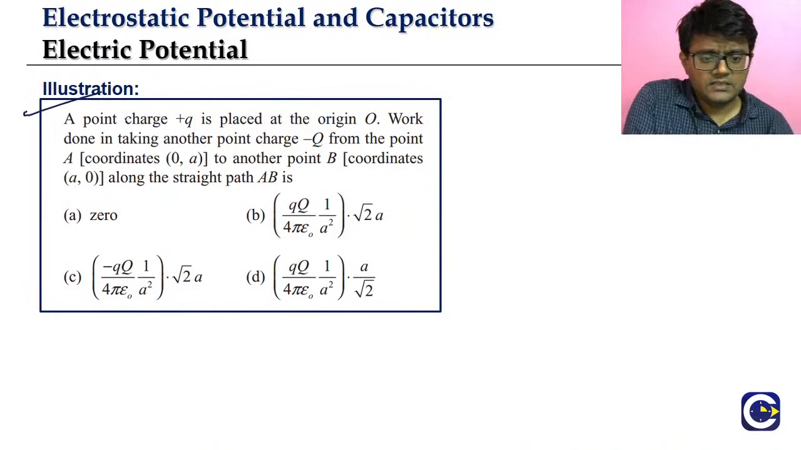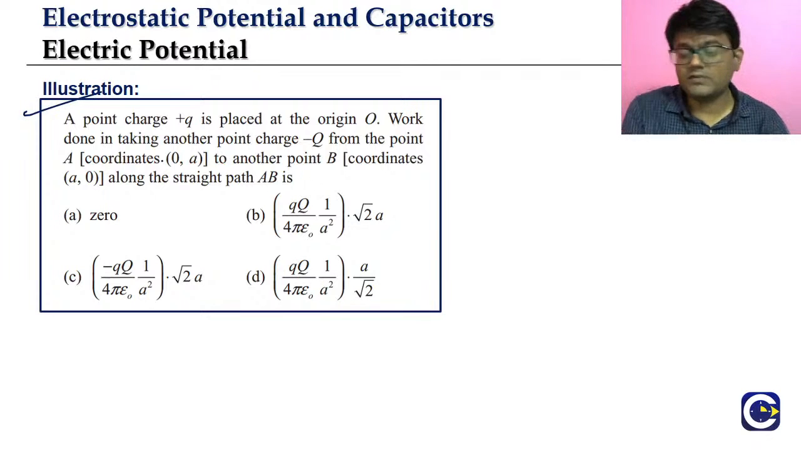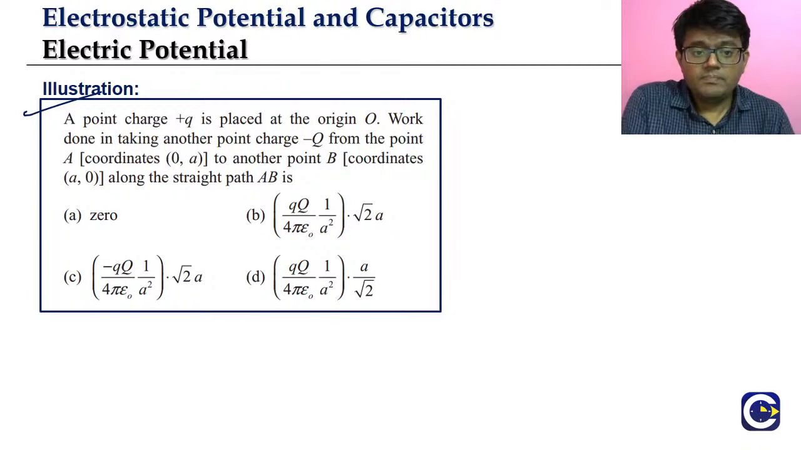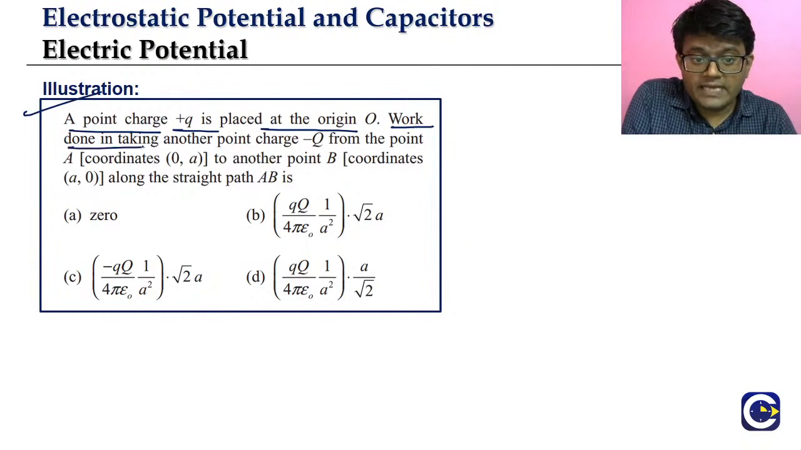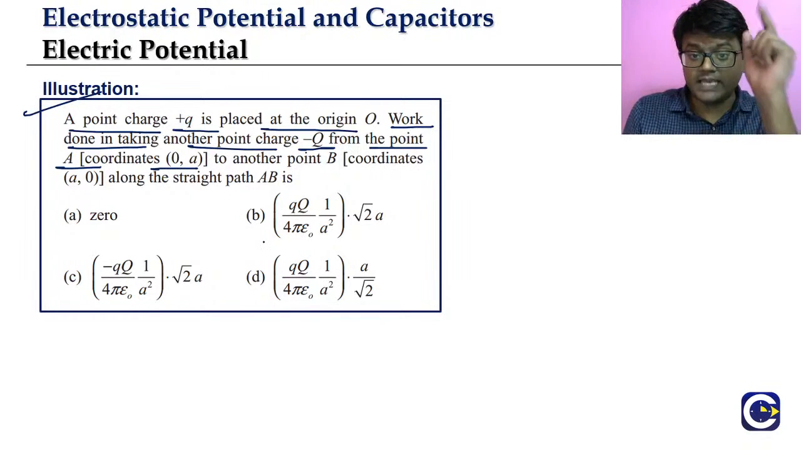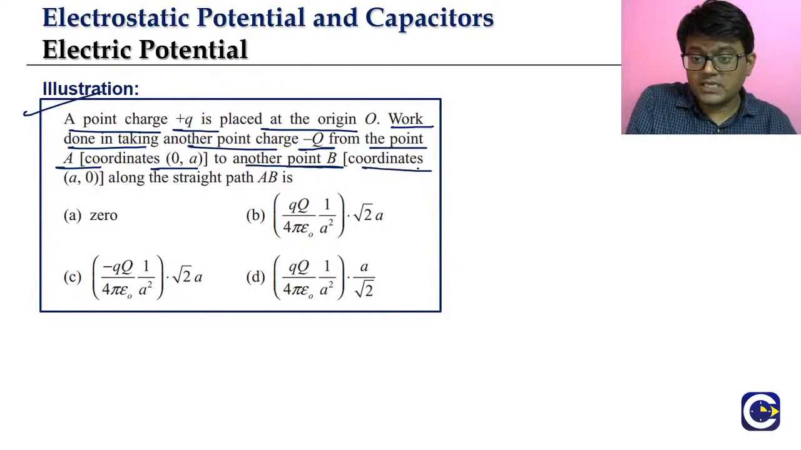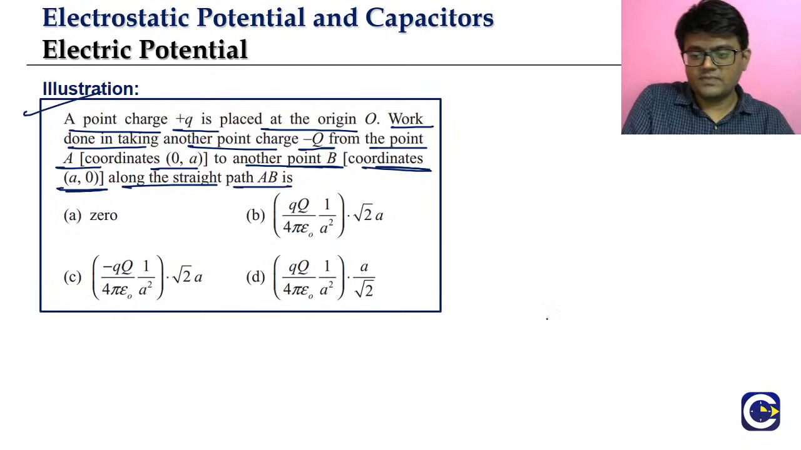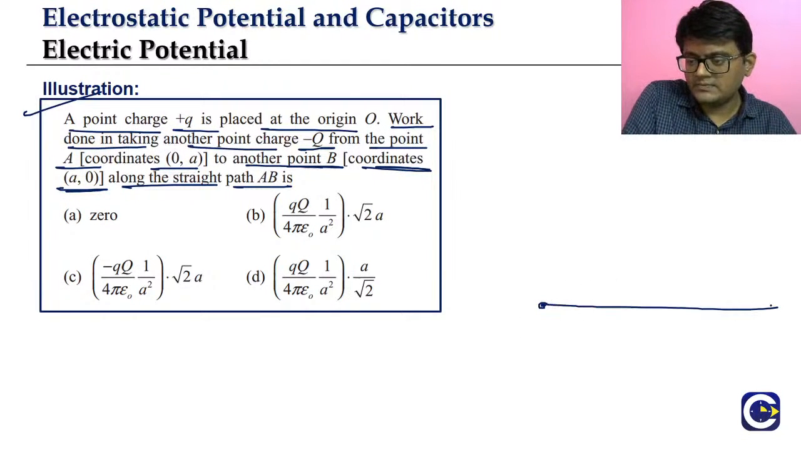In fact, this is a question that has come in one of the previous years. Okay, paranga, a point charge plus Q is placed at the origin. Enga vechirukom, we have kept it at the origin. Work done in taking another charge minus Q from the point A, whose coordinates are (0, a), which means it is on the y axis, to another point B, whose coordinates are (a, 0), which is on the x axis, along the straight path AB. First nama andha diagram represent panni parkalam.